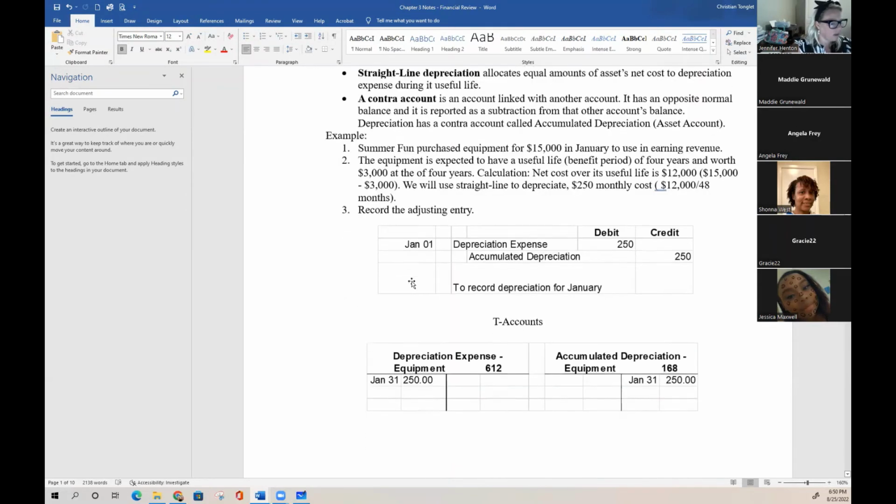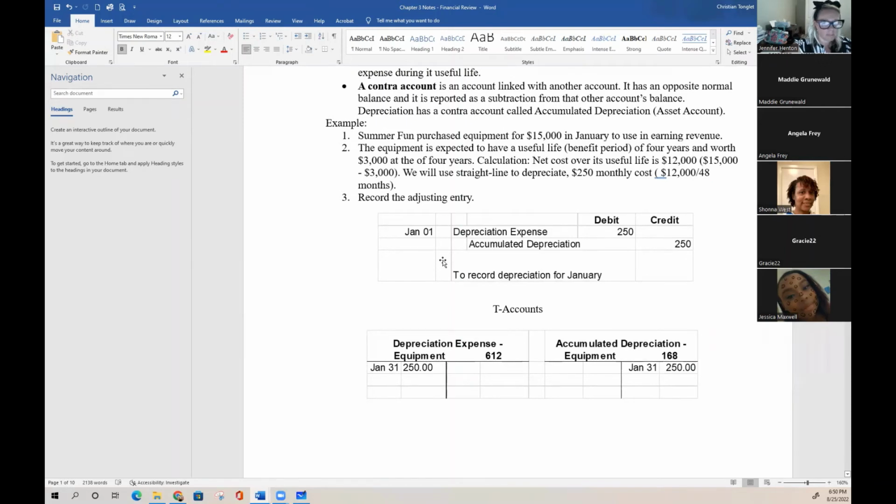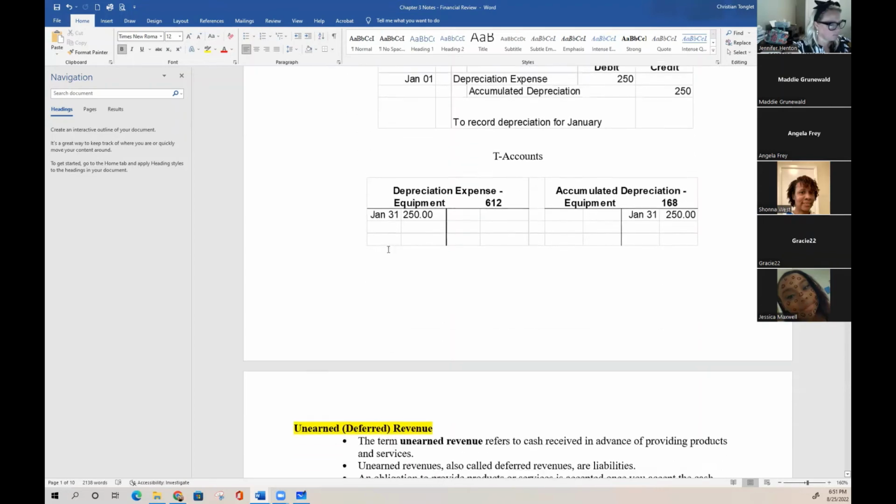Okay, here's the journal entry for depreciation. So I have depreciation expense, $250. That's my debit. And then remember that contra asset account that I said was accumulated depreciation? There it is. So we're going to credit $250. So it's in balance, credits and debits equal, and I've reduced my equipment. So now when it sits on the balance sheet, it'll have a balance of $15,000 for the asset, the equipment, and then underneath it, it'll have accumulated depreciation of $250. So it'll just reduce it. And there's the T account.